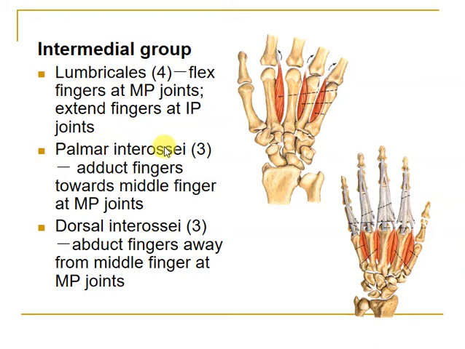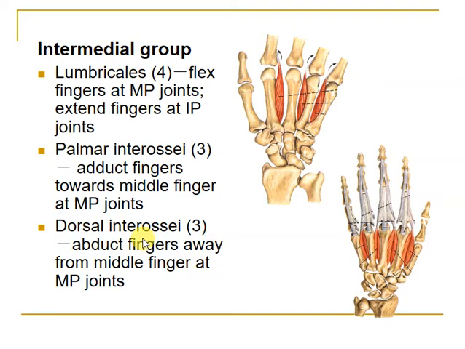We have the palmar interossei. The palmar interossei are 3. They tend to adduct fingers towards the middle finger. They are called palmar interossei. And then from there we have the dorsal interossei. They abduct fingers away from the middle finger.